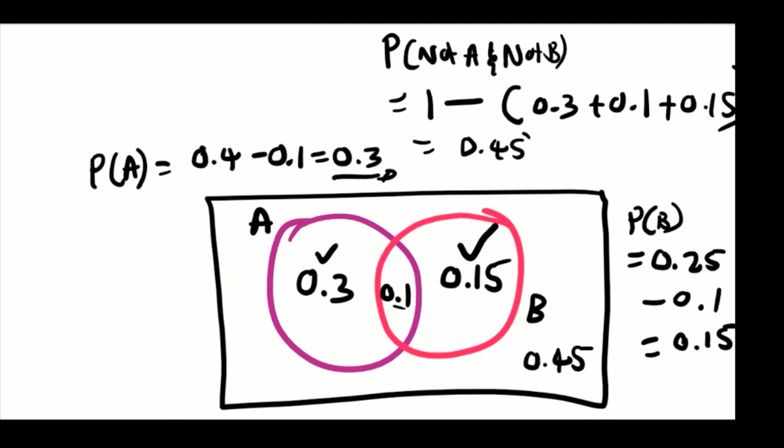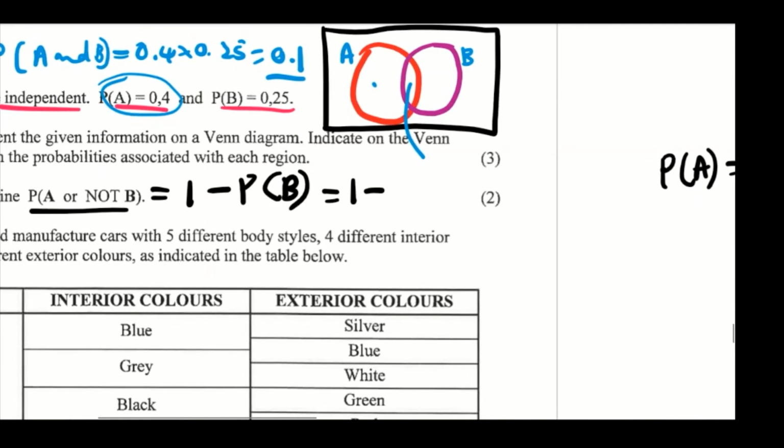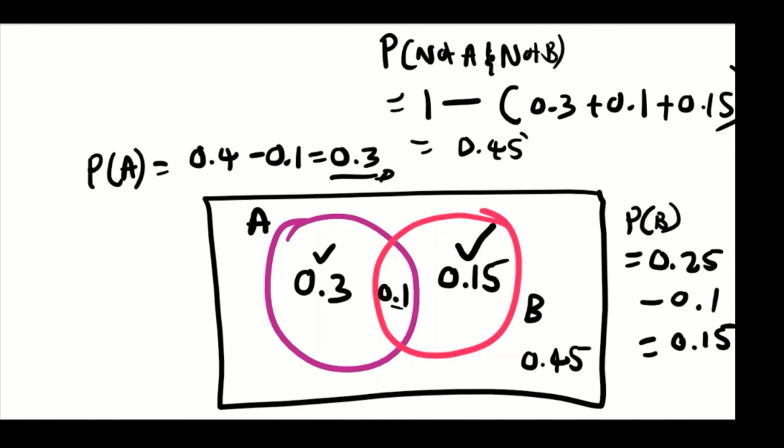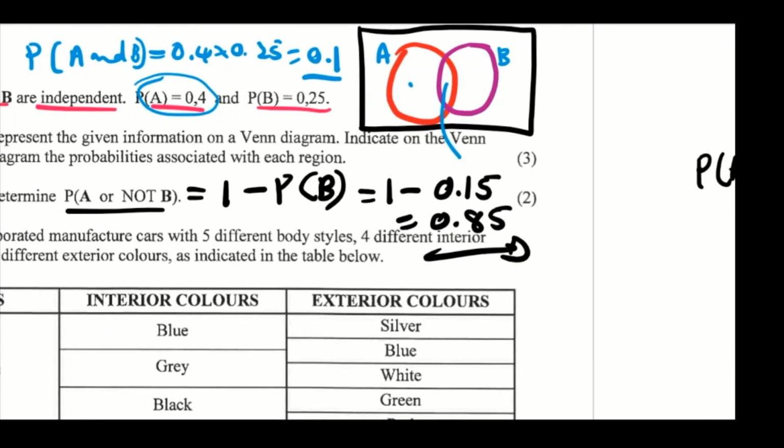0.5, right, excluding the intersection, so it's going to be 0.15, so we'll get 0.85. The reason why I didn't include the 0.1, or I didn't write the 0.25, as that's the probability of B, is because we want to exclude A, right? We just want to consider B only without A, so that we get not B. So yeah, this is the answer for this question here.